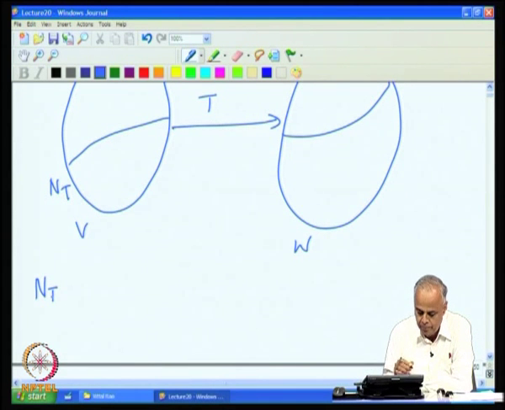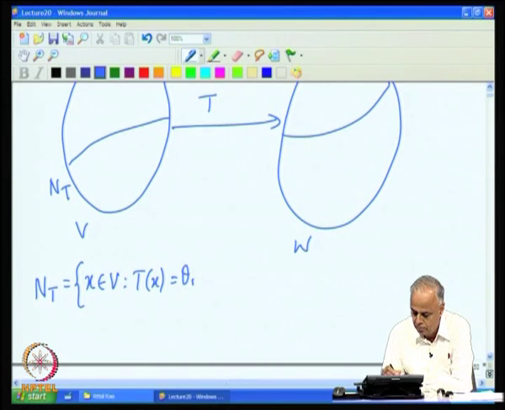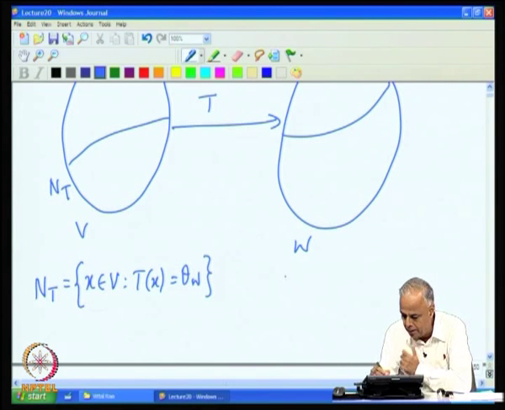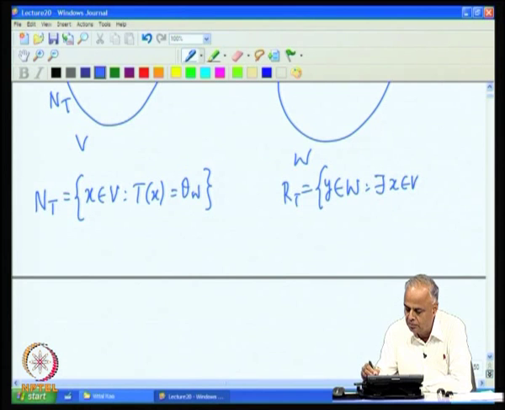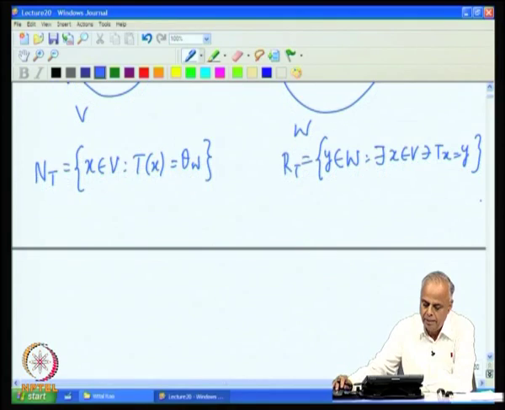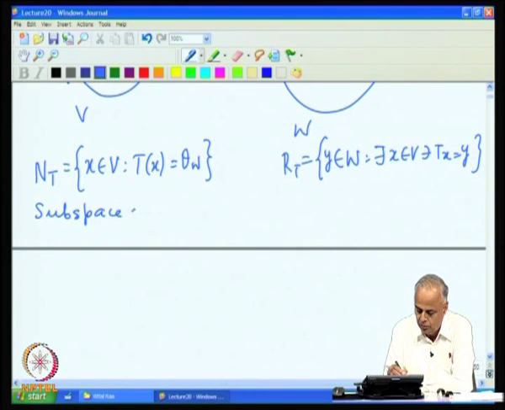N of T is all those vectors in V which get mapped to the 0 vector, and let us recollect R of T on this side is the collection of all those vectors y in W such that there exists an x in V with T x equal to y. The N of T is a subspace of V and the R of T is a subspace of W.